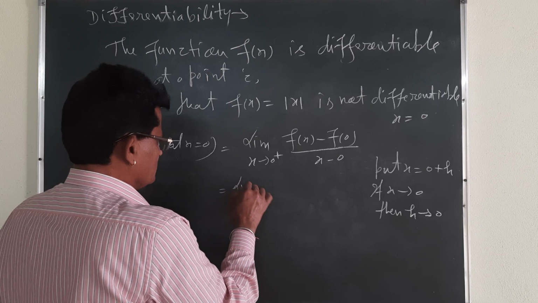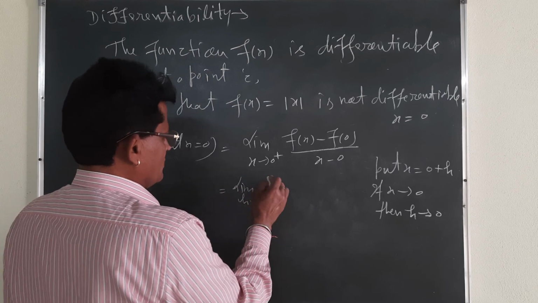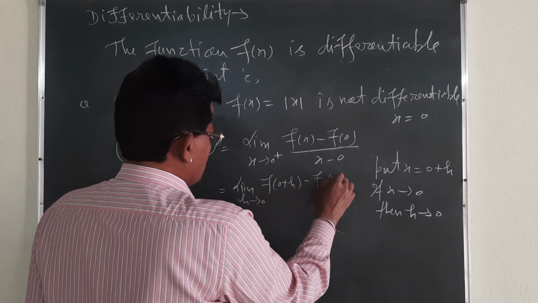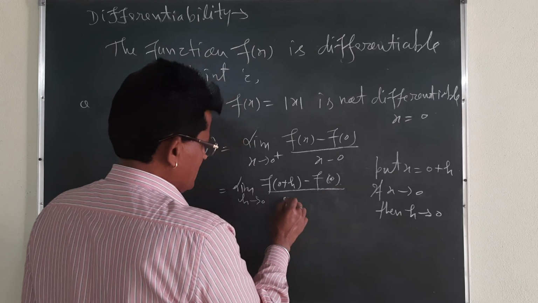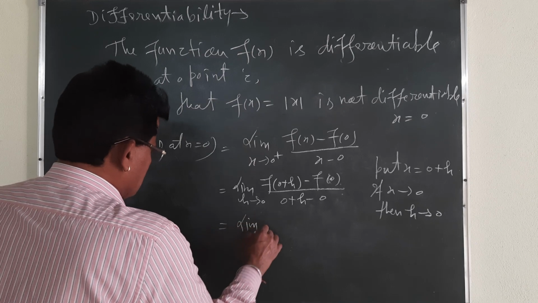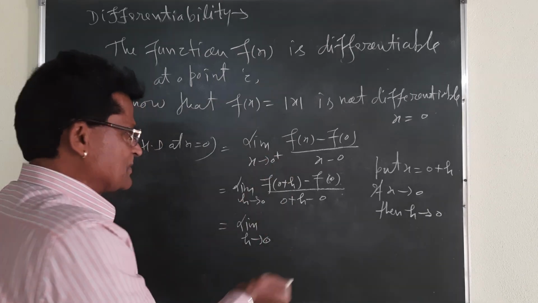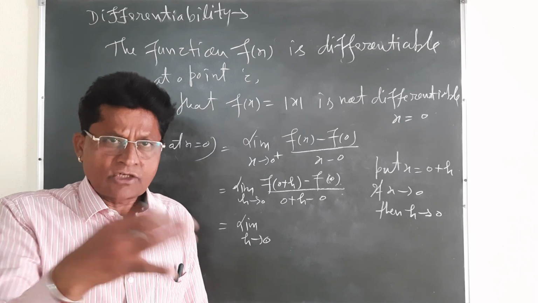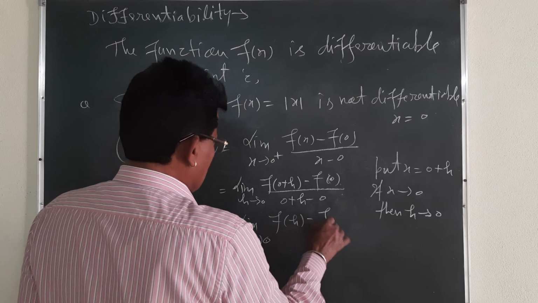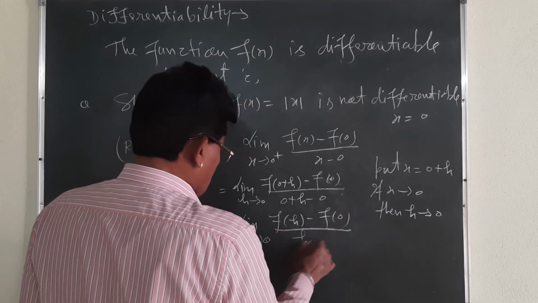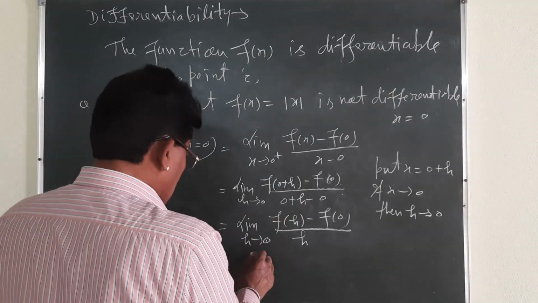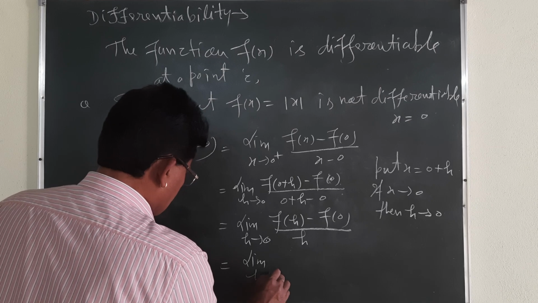Okay, let me take the limit as h tends to 0. In place of x you write 0 plus h, minus f(0), and 0 plus h minus 0. Dear student, I am writing a very, very important step. I have given these steps so that you will understand the procedure. In other questions, you can apply the similar kind of procedure. Otherwise, in this question, you can write the things directly. Substitute the value of the function, h tends to 0.